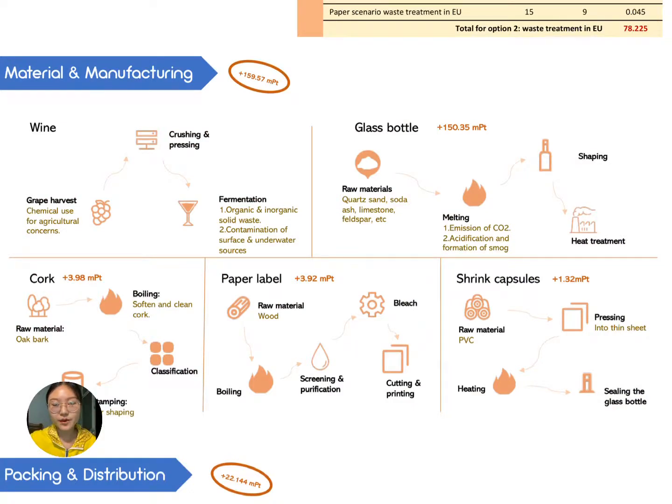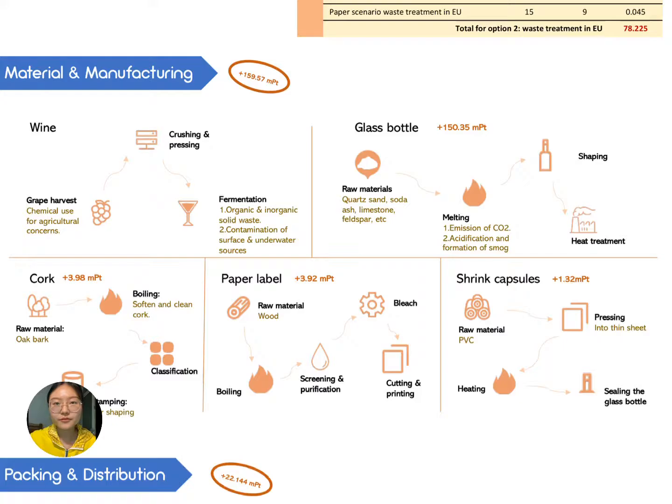Now let's look at the first part of the life cycle analysis of this bottle of wine. In the material and manufacturing part, these icons and arrows show the main making process of different components. Environmental issues are mainly found in the production process of wine and glass bottle. The chemicals used for agriculture in the vineyard would lead to the contamination of surface and groundwater sources, contaminated runoff, loss of soil fertility, as well as negative impacts on local habitats and neighboring properties.